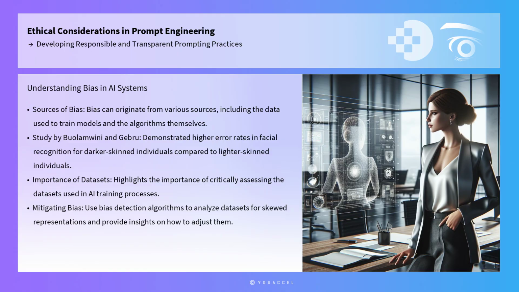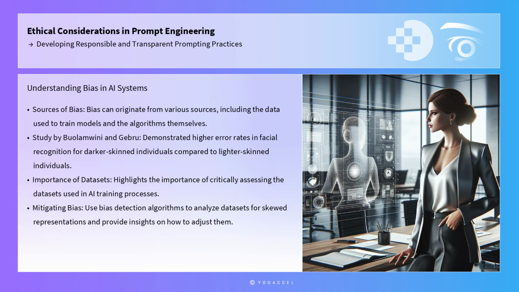One of the foundational aspects of responsible prompting is understanding the potential biases embedded in AI systems. Bias can originate from various sources, including the data used to train models and the algorithms themselves. For instance, a study by Buolamwini and Gebru demonstrated that facial recognition systems exhibited higher error rates for darker-skinned individuals compared to lighter-skinned individuals. This highlights the importance of critically assessing the datasets used in AI training processes.